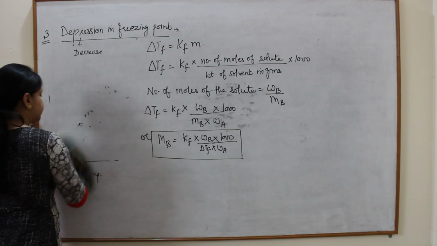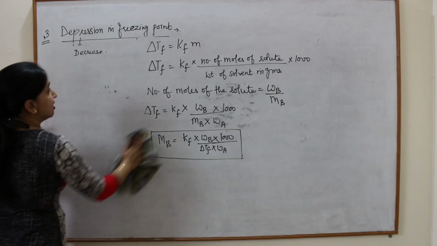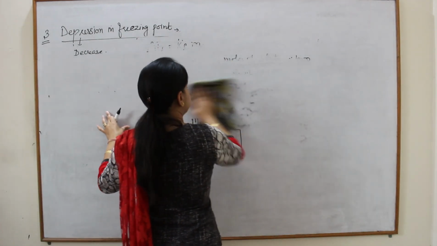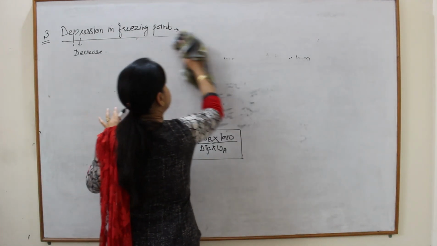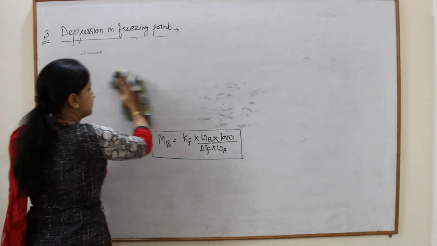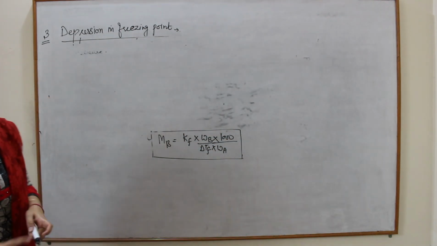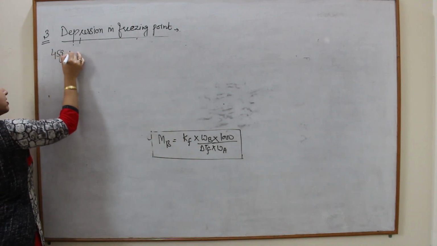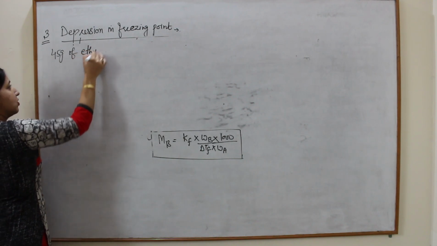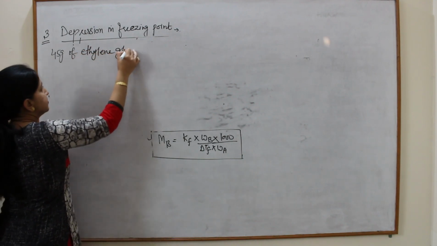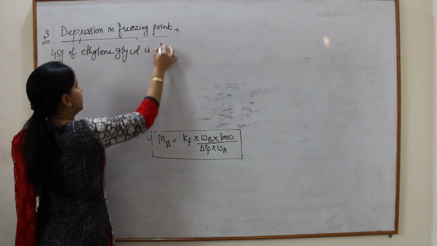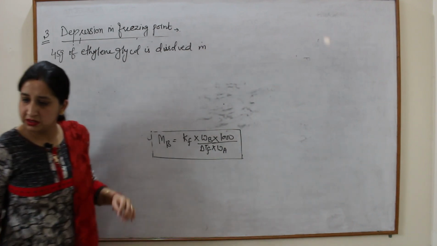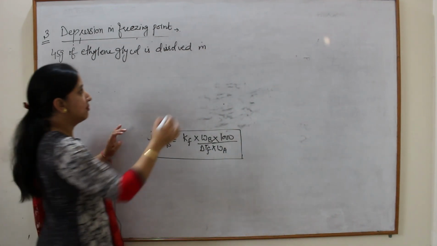Numerical: 45 gram of ethylene glycol is dissolved in 600 gram of water.